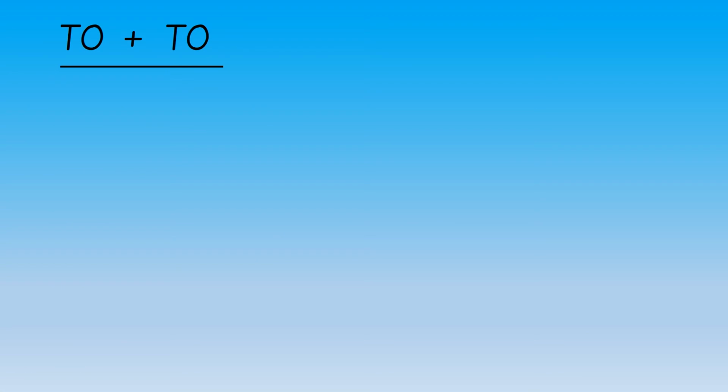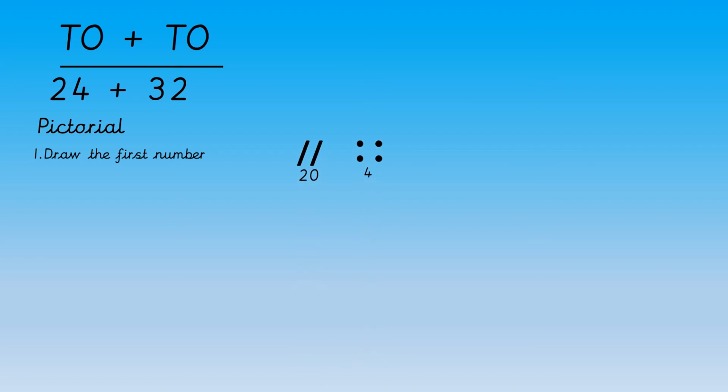Now, this one is our final one, which is tens and ones add tens and ones, so two-digit add two-digit. Here we go. 24 add 32. Again, the pictorial representations for our tens and ones. Now this one has a few more steps just because we're adding 2 things this time, aren't we? So the first one is you need to draw the first number. So our first number here is 24. Next, we're drawing the second number, which is 32.